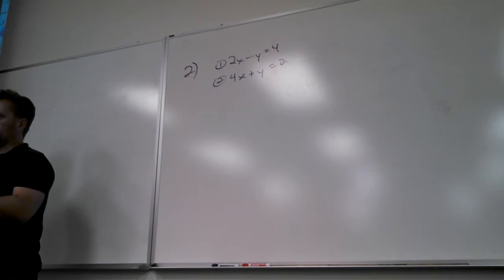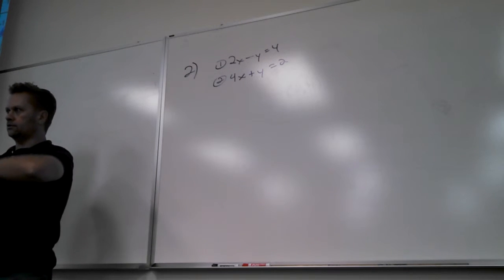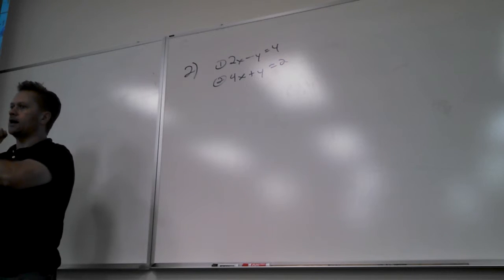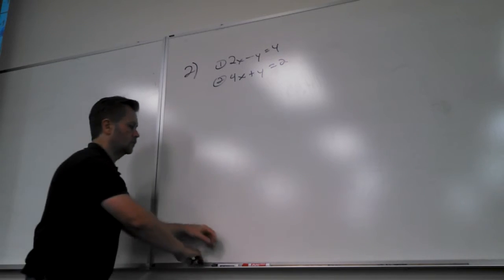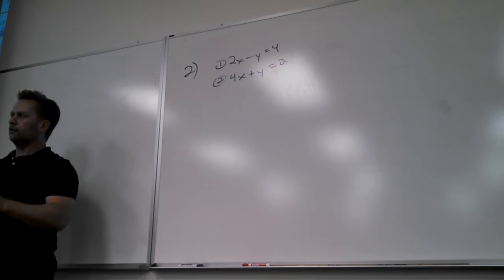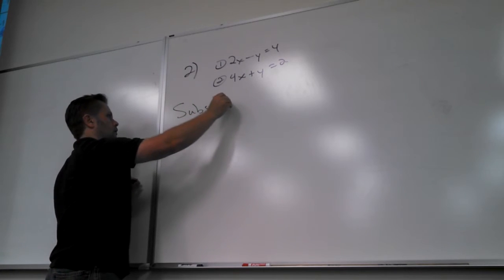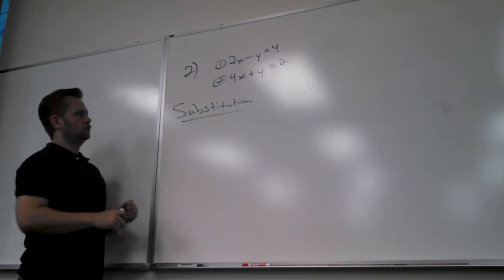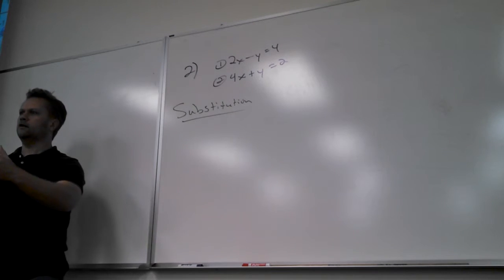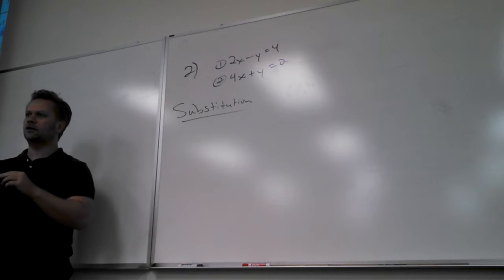The way to solve a system of equations: they give you two lines, and both of those lines are true. So the answer is going to be where both are true at the same time. One way to do this, instead of graphically, is something called substitution. So how would I use substitution here?